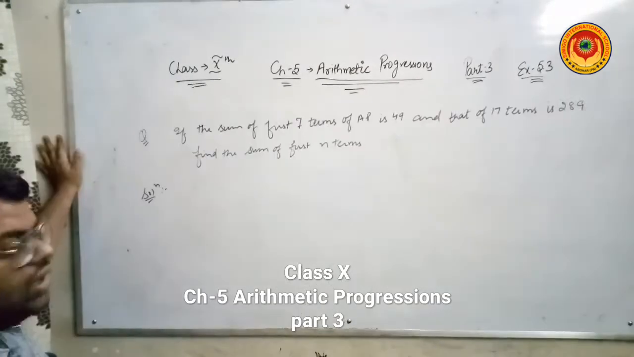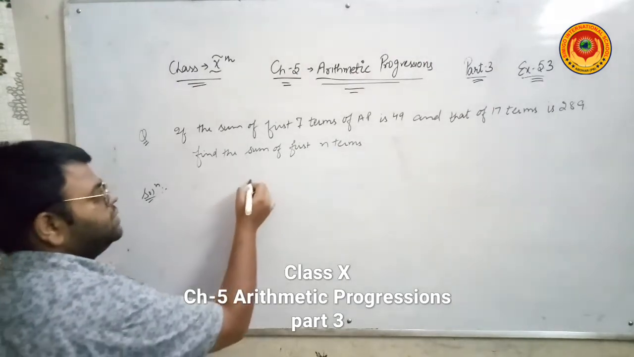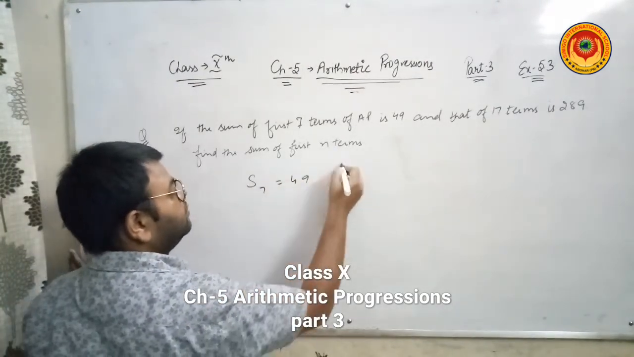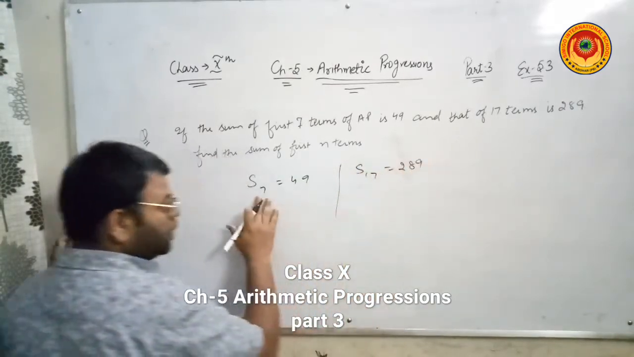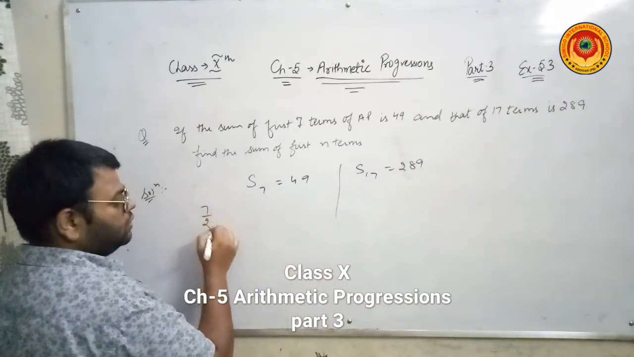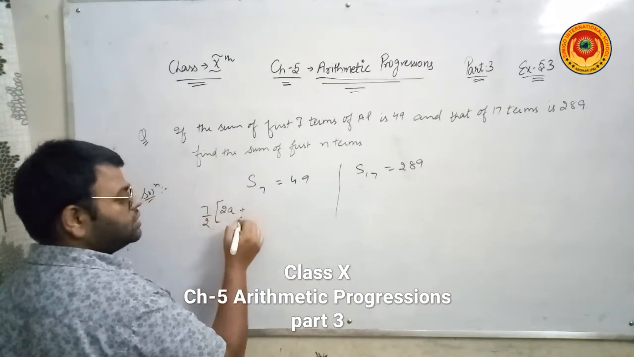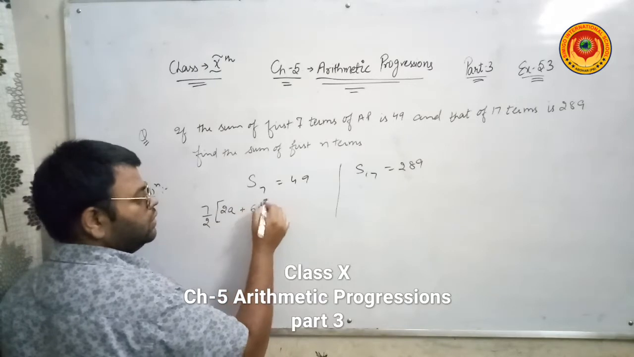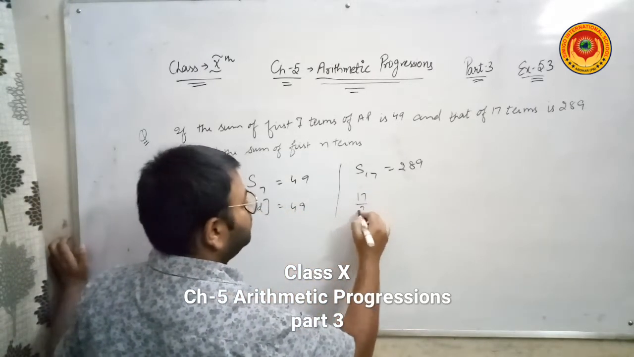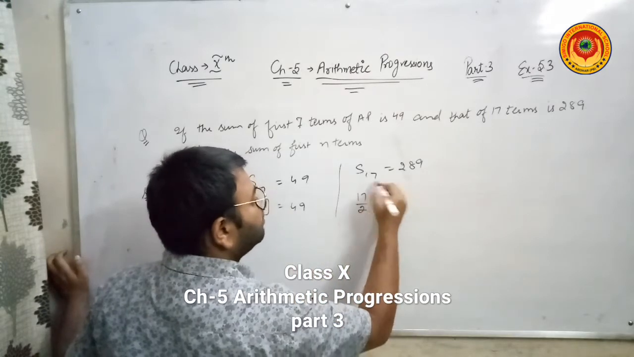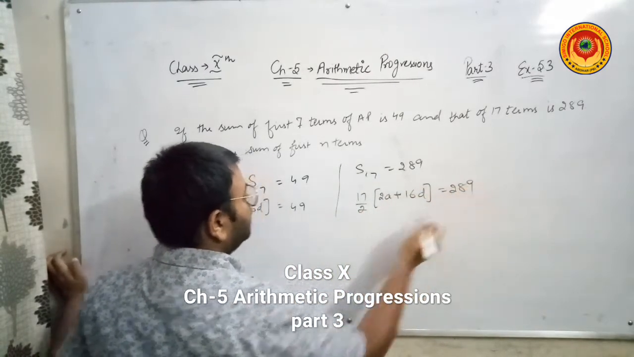Now next question. Question is the sum of first 7 terms of the AP is 49. That means S7 is 49. And the sum of 17 terms is 289. How can you write this? Using the sum formula, n by 2, 2a plus n minus 1, 7 minus 1, 6, d is equal to 49. Here n by 2, 2a plus 17 minus 1, 16, d is equal to 289.